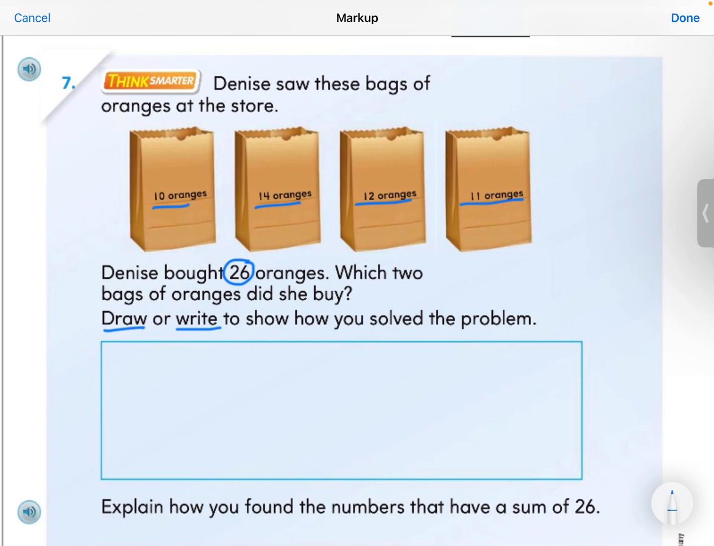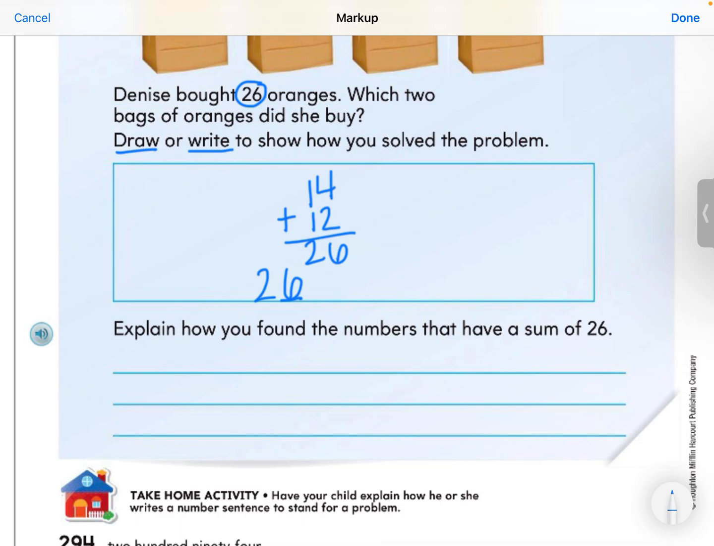I know that Denise has to get 26. I first started by looking at my tens. All of my numbers have a 1 in the tens place, so that's not helping me. So I know that I need to have a 6 in my ones place. I'm going to check through my ones. 0 ones, 4, 2, and 1. I know if I put 4 and 2 together, that's going to get me to 6 ones. And I know that 1 ten plus 1 ten gives me 2 tens. So, Denise bought the 14 bag and the 12 bag.